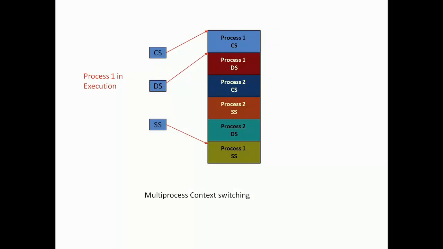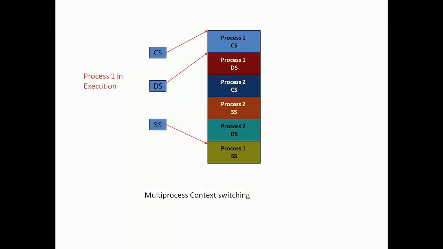operating system. That means several processes will be coexisting in the same RAM memory at the same point of time. Please note, this is the memory that we have shown here. There are 2 processes, process 1 and process 2, and each process has a code segment, a data segment and a stack segment. So, you see 6 segments here: process 1 CS, process 1 DS, process 1 SS, process 2 CS, process 2 DS and process 2 SS.